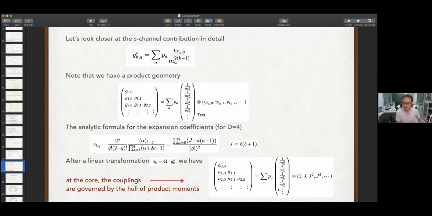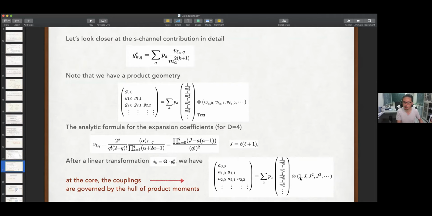Now, this form is extremely beautiful because it's basically telling us that it's a convex hull, a product of moments. These are just moments. For example, if I call this x, or x squared, x cubed, x to the fourth. This is the same thing, J squared, J cubed. So this is just a product of moments here. So in other words, at the core, these couplings are basically governed by the convex hull of product moments.